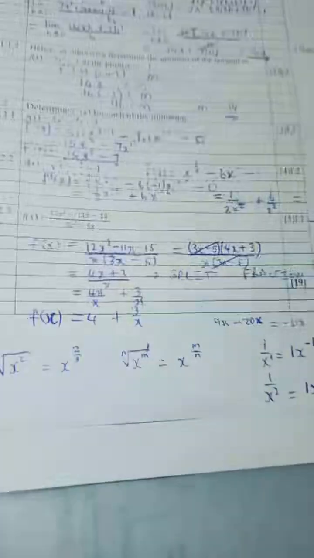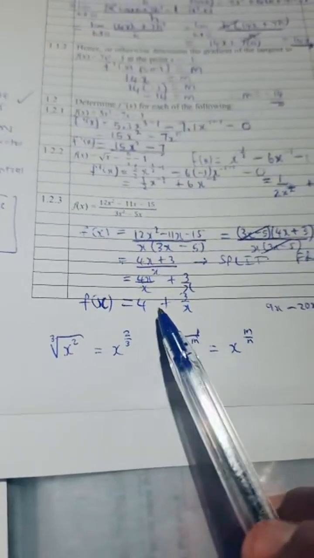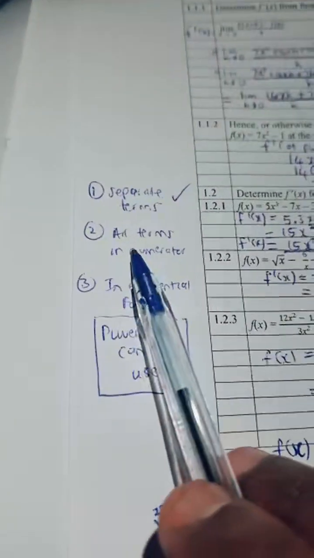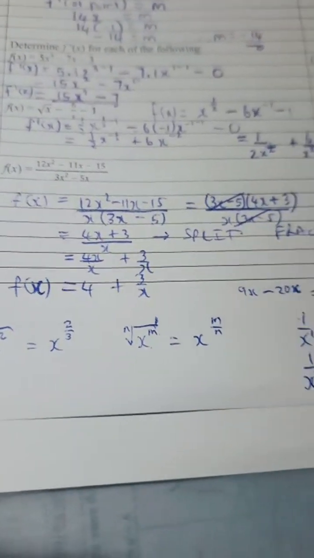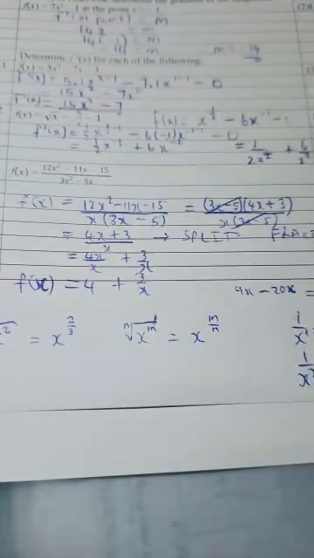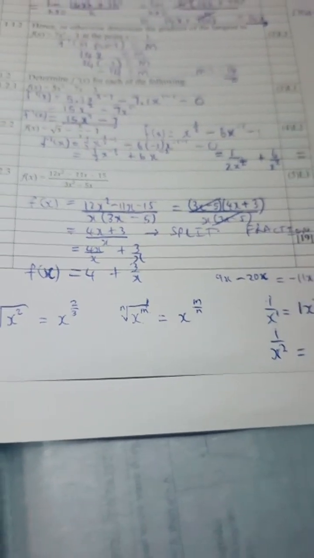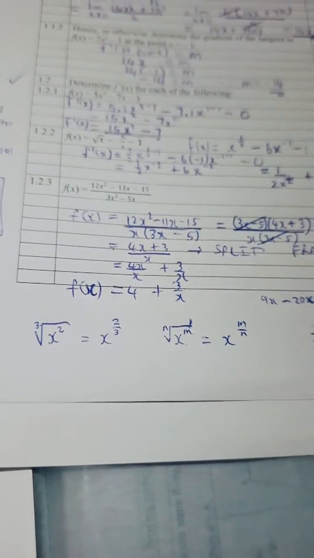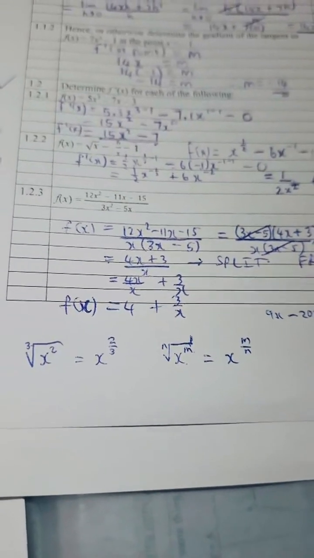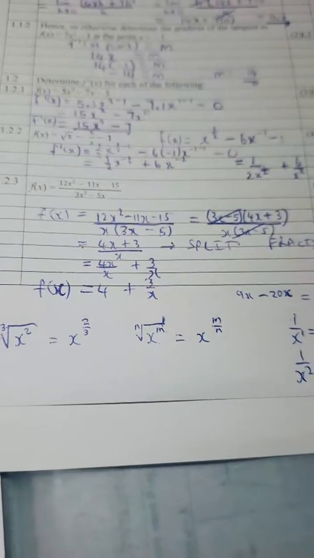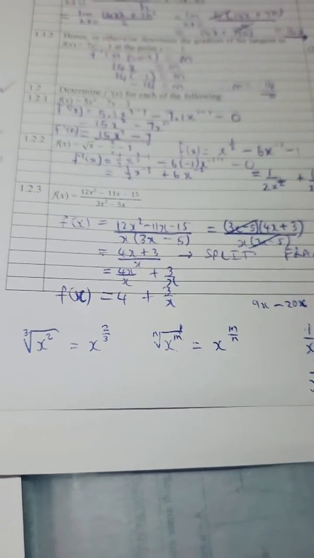This is in actual fact not completely ready, because remember, if f of x is equal to 4 plus 3 over x, this here has to be written in such a way that that term is in exponential form. Now, do you guys know what we can do in order to get the expression 3 over x into exponential form? What can we do?